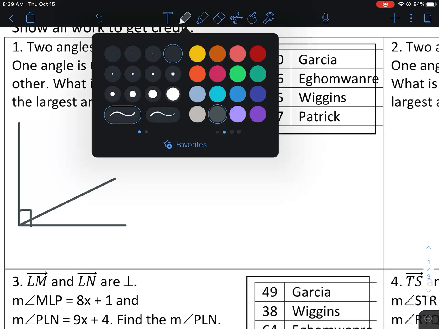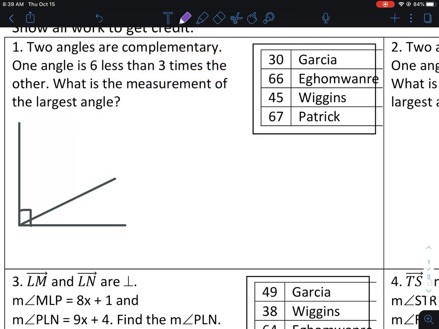All right, so it says that one angle is 6 less than 3 times the other. So I'm just going to call one of these angles X, and then the other one is going to be 6 less than 3 times X. So that one right there. And then it wants to know the measurement of the largest angle. So that's what we're looking for.